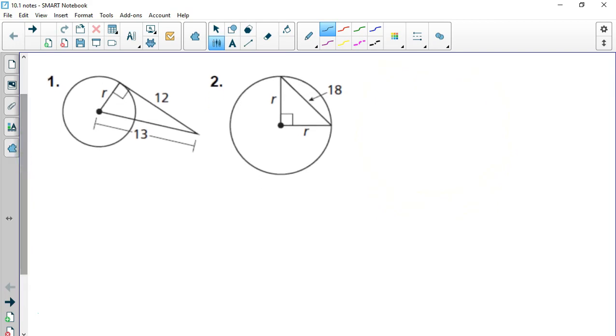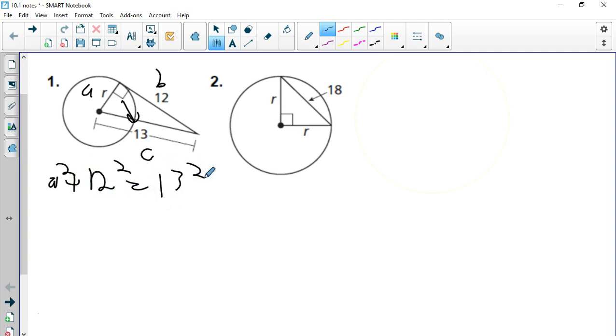Okay, well, on number one, the radius is one of the legs of a right triangle. So, since we have a right triangle and we have one leg and the hypotenuse, we can think about this as A, B, and C, because remember, C is opposite the right angle. And we can just do the Pythagorean theorem. So, A squared plus 12 squared equals 13 squared. So that's A squared plus 144 equals 169.